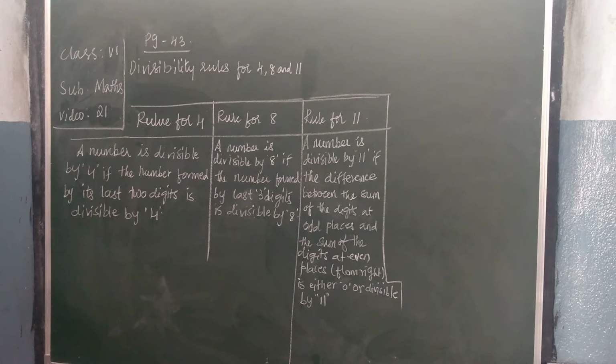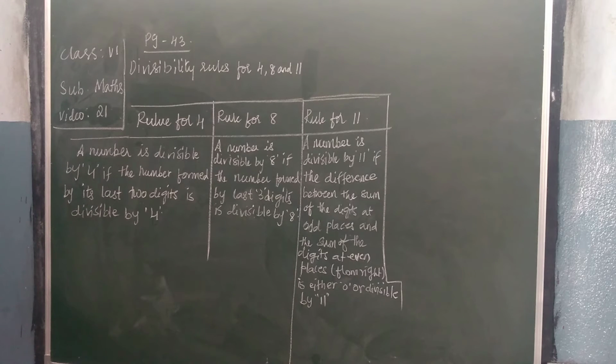Now, class 6. Today, see page number 43, children. I'll be telling you all the divisibility rules for 4, 8 and 11. And as I have written on the blackboard, in the same way you can write, children, so that it will be easy for you if you make margins and write.